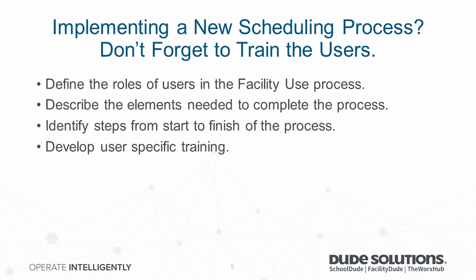Identify the steps from start to finish of the process, and what I mean by that is when someone requests to use the facilities, what is it that you're asking them, or what is it that they need to do to request the use of your school gym? Who do they need to contact? Is it to come to your office before they go to the school, or go to the school first, get the permission, and complete the form? It's entered into School Dude, and then you have the approval from your office and so forth.